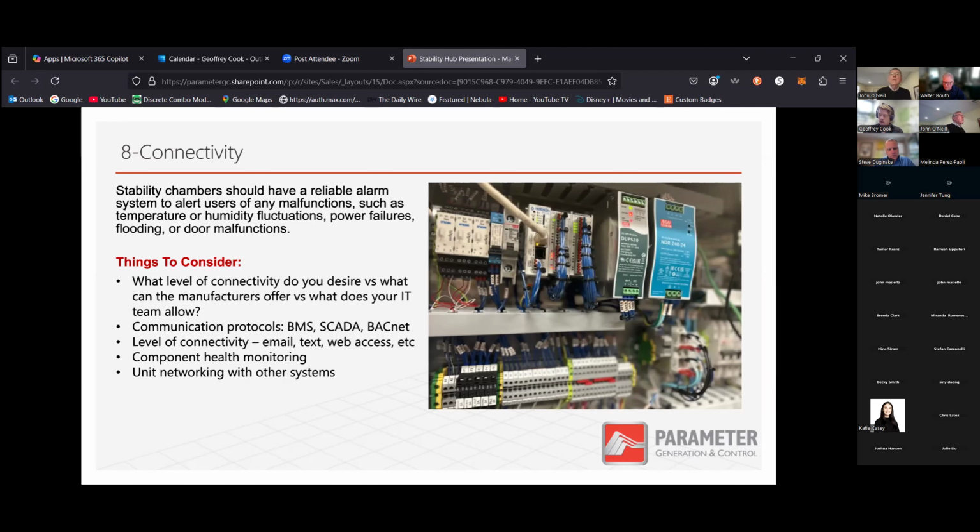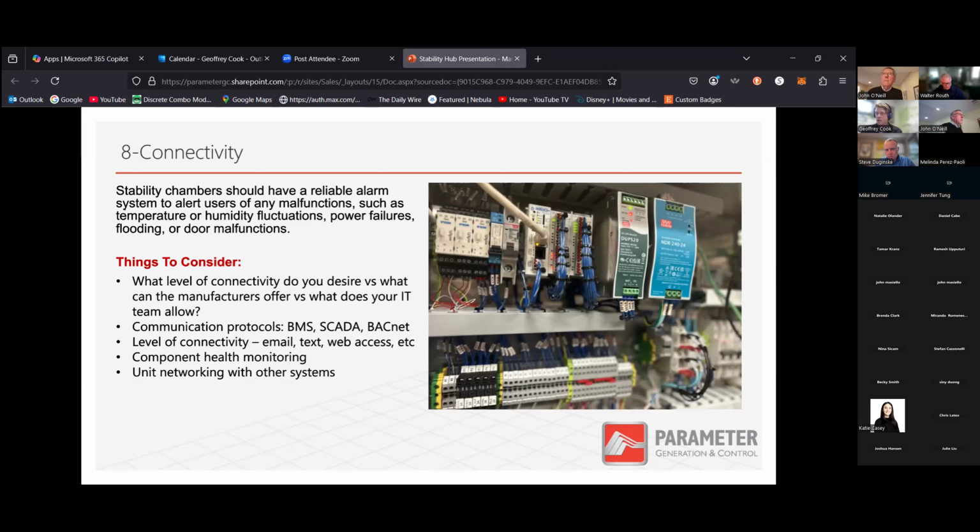Do you want your unit to be networked or put on a Wi-Fi network that might open it up to risk somehow? We have found that oftentimes folks don't want their unit to have web access, to be able to go to a URL and actually pull up the controller from your phone and change set points and things like that. So beyond what level of connectivity you, the user, want, what level of connectivity might your IT department allow you to have?